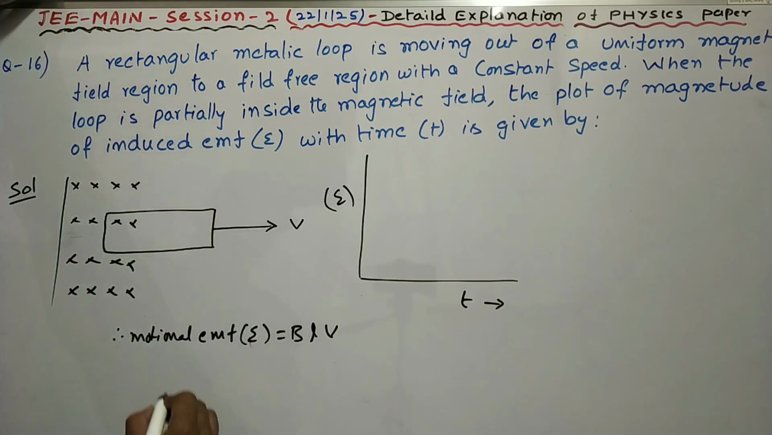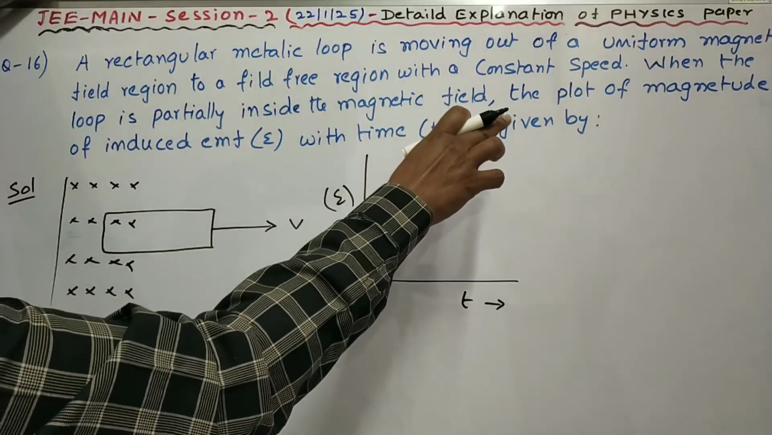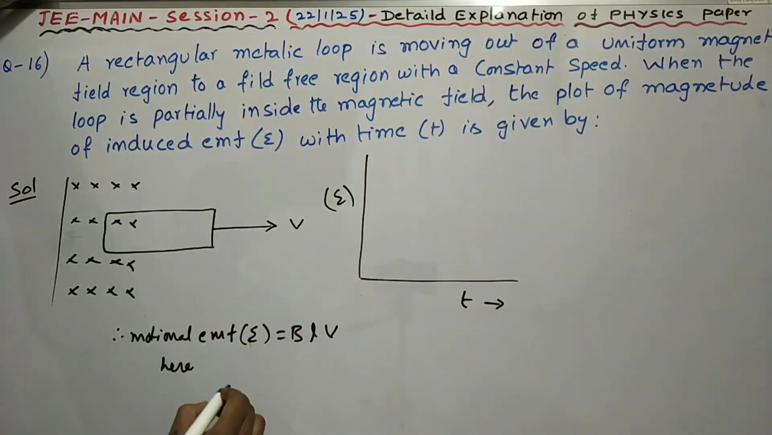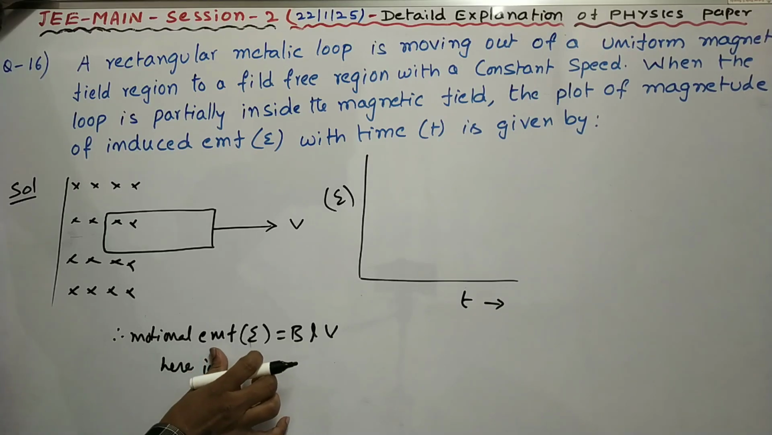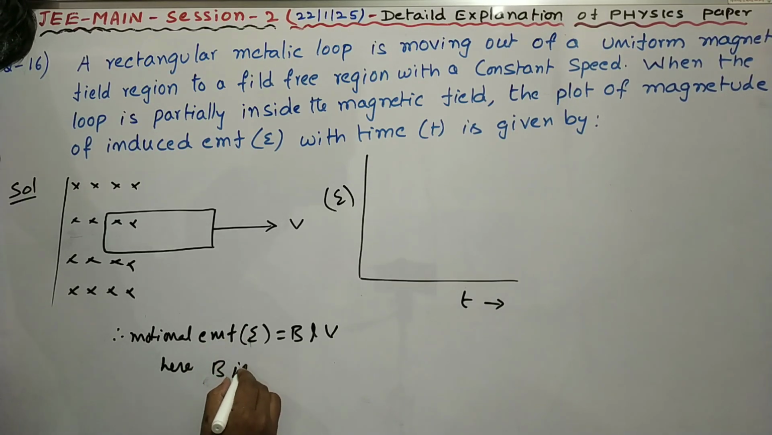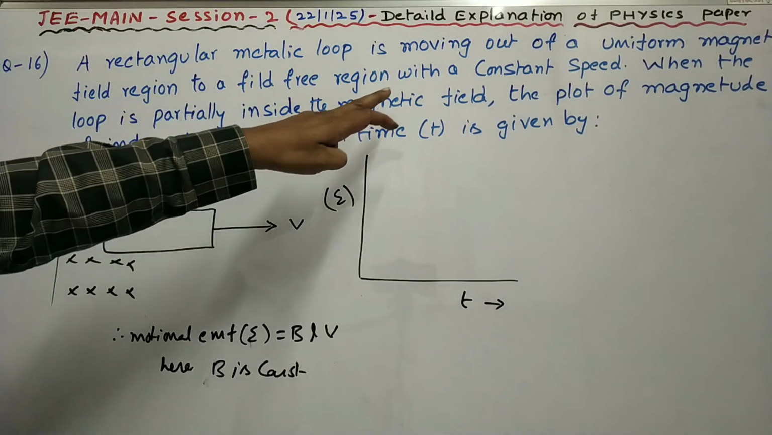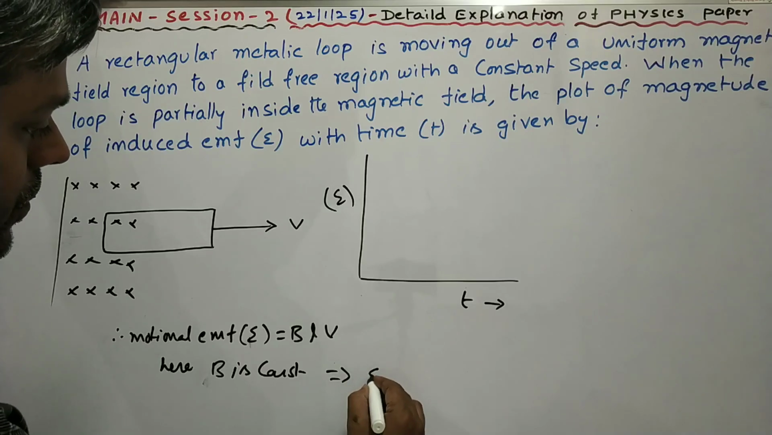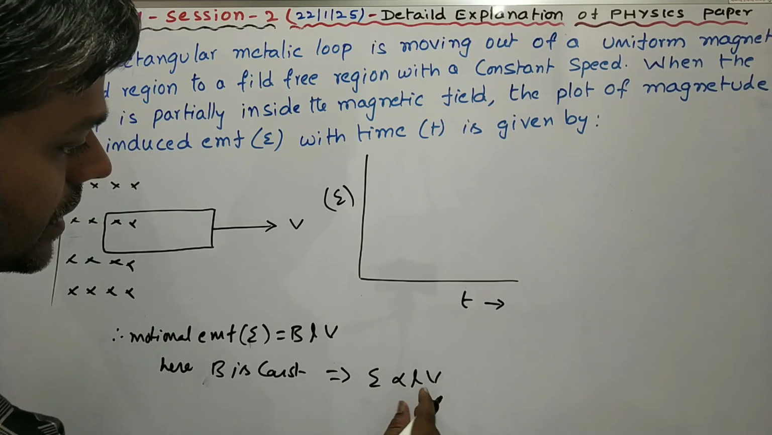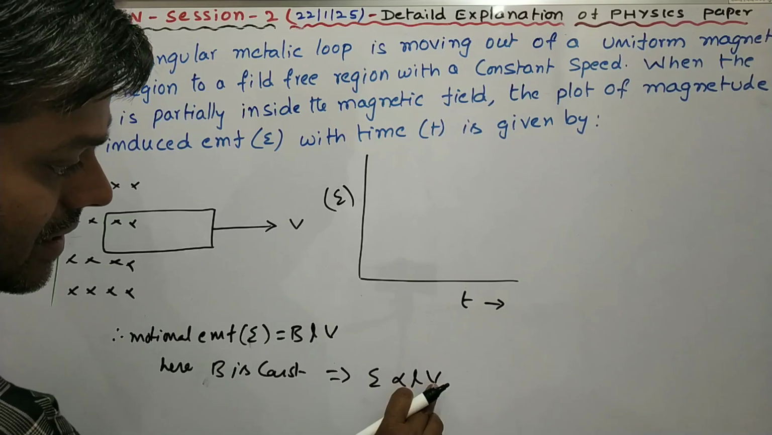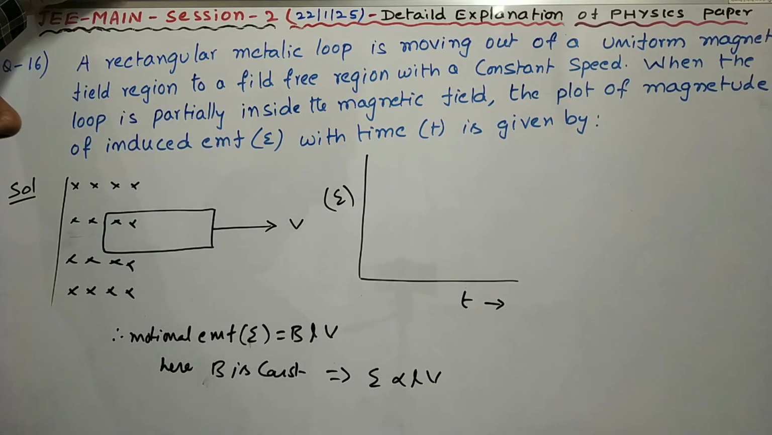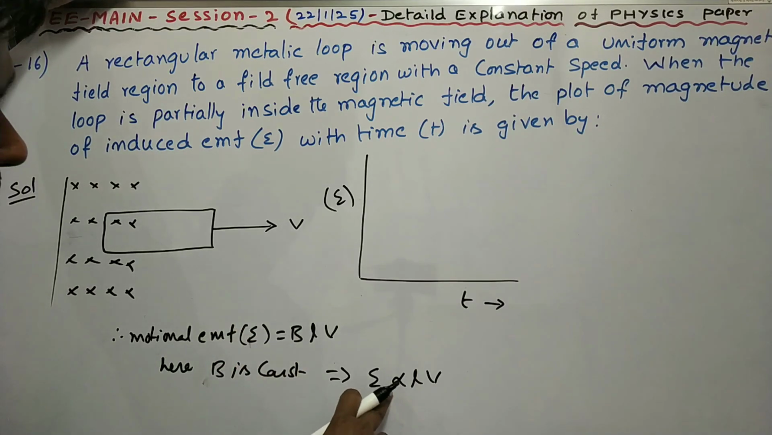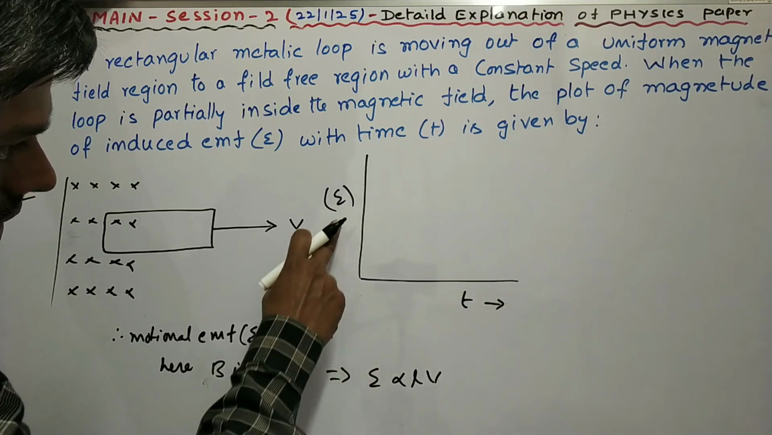Moreover, here B is constant. The magnitude of the induced EMF is asked. The rectangular loop is moving out of a uniform magnetic field, so B is constant. That implies induced EMF is directly proportional to L into V, length into velocity. Velocity is equal to distance by time. So what is asked is the graph between E and t.